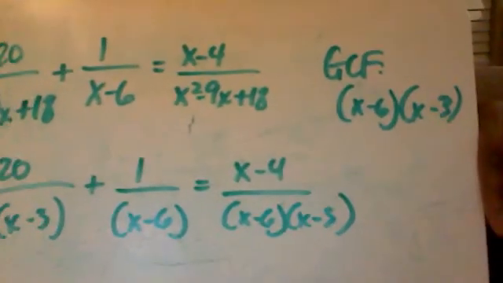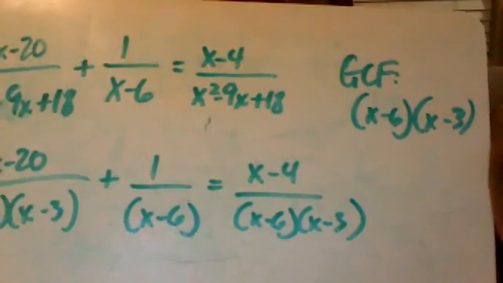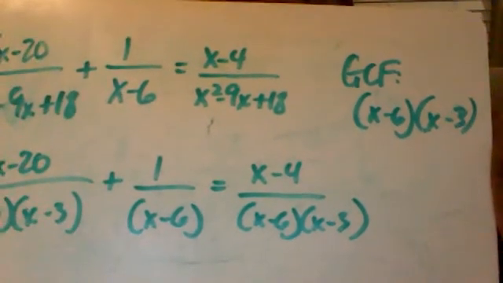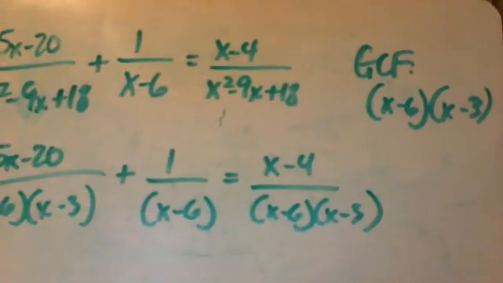So all you do is write GCF: x minus 6, x minus 3. Wow, that's your GCF right there. It looks weird, but that's what it is. It's going to make sense in a minute. Now what you want to do is multiply that times each one of your terms. So x minus 6, x minus 3 is multiplied times each term, and we're going to start simplifying. It's a lot of stuff to write, so give me a second.